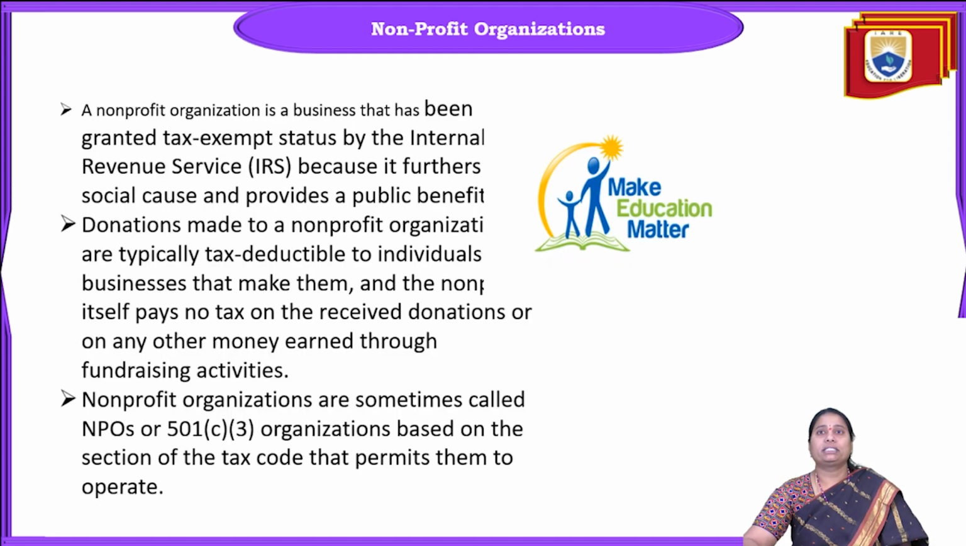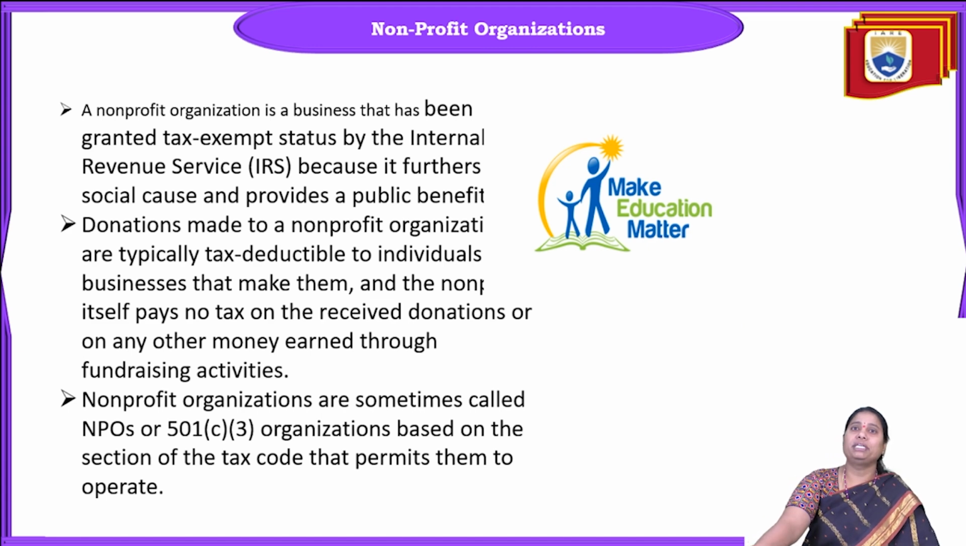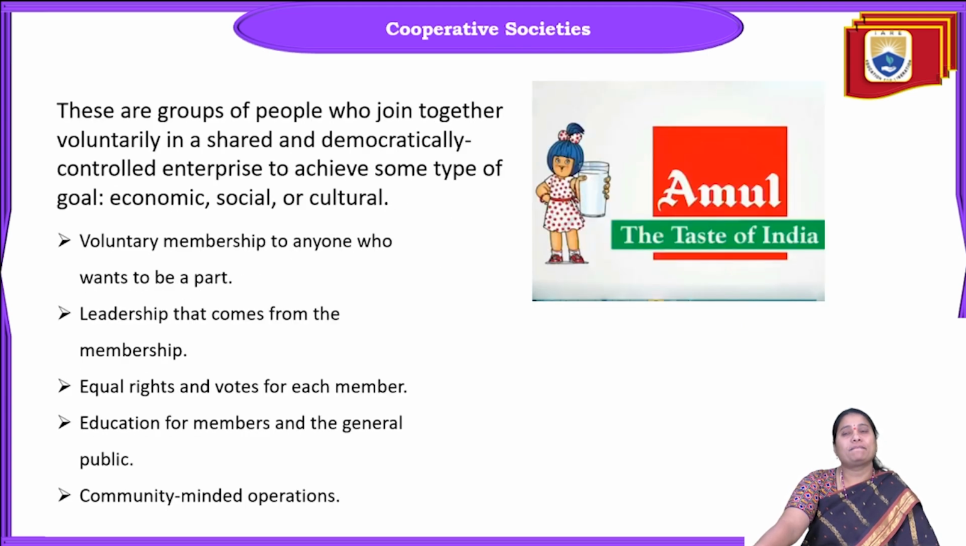And non-profit organizations are organizations that have been granted tax-exempt status by the Internal Revenue Service because they further promote social causes, like orphanages, etc. And cooperative societies are there to provide benefits for their communities, like Amul Milk. Only for dairy milk production, they have started this kind of organization. So that's about this module 3, that is market structures and the types of business entities.